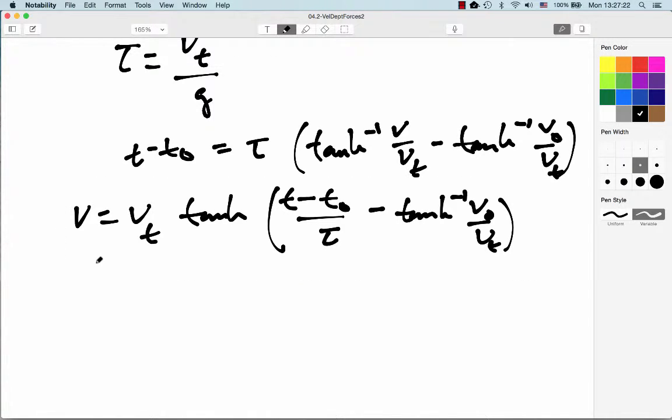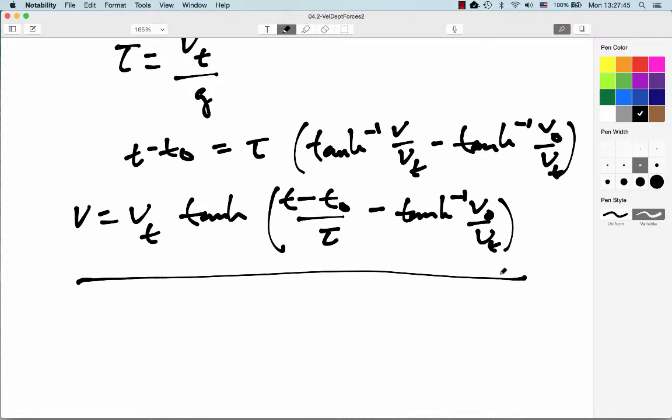Okay. So that's as clean as we can make it, unfortunately. That is our velocity as a function of time. And to get the position, yeah, you have to integrate it.